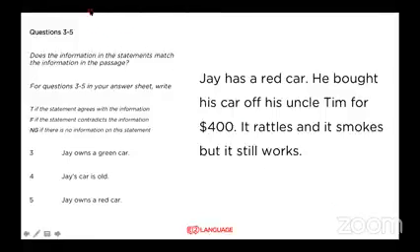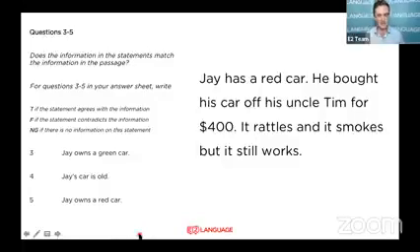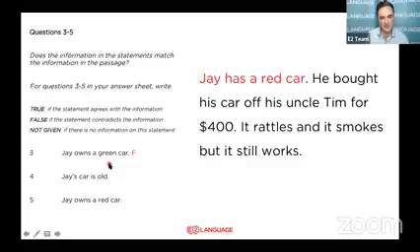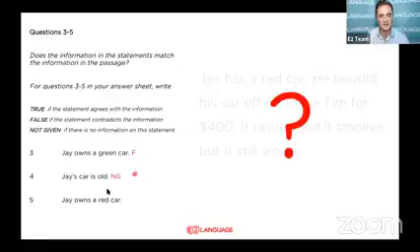Good. Okay, let's have a look at the answers. This was, of course, dead simple. So, answers. Jay owns a green car is false. Why? Because it directly contradicts this first sentence that says Jay has a red car. Jay owns a green car, Jay has a red car. Direct contradiction, must be false.